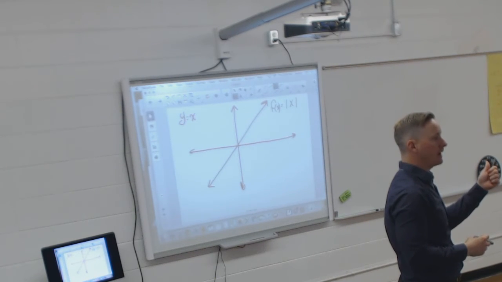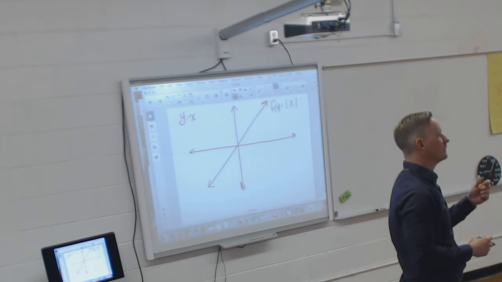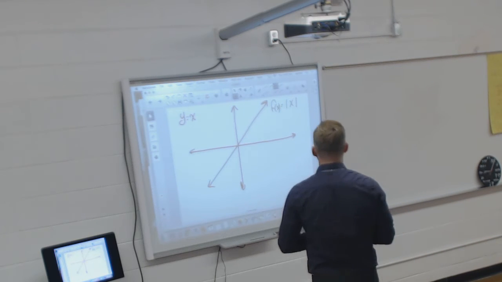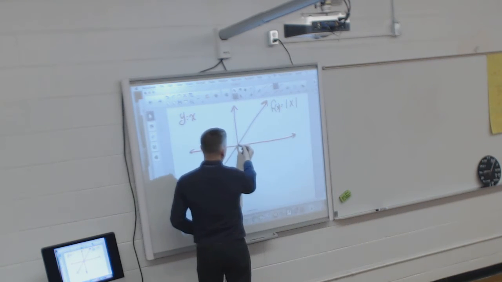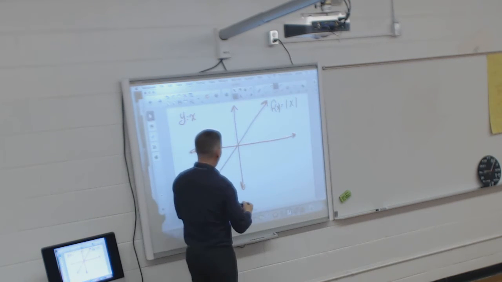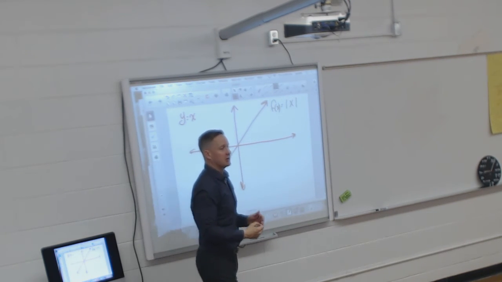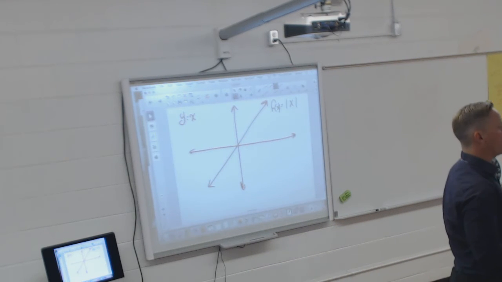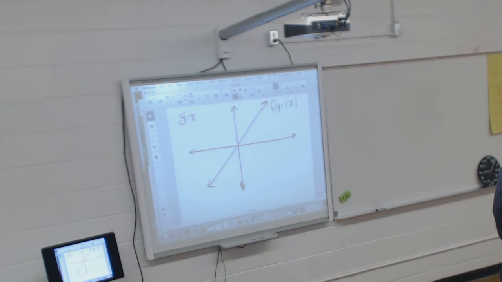Negative 1, absolute value of negative 1 is 1. Absolute value of negative 2, negative 3, and so on, right? So what that means is I can't have any values down here. So I reflect this. Now this is a new word for you. It's one that you're going to have to get familiar with. I reflect it over the x-axis, which means I just simply take the graph and flip it up.